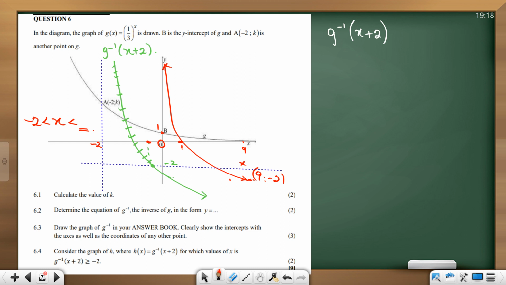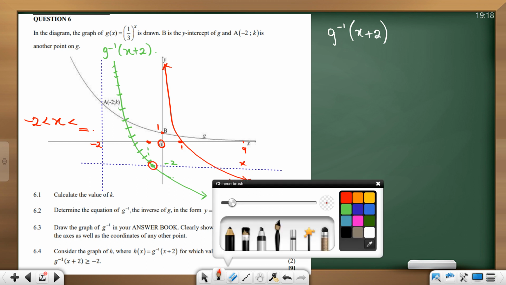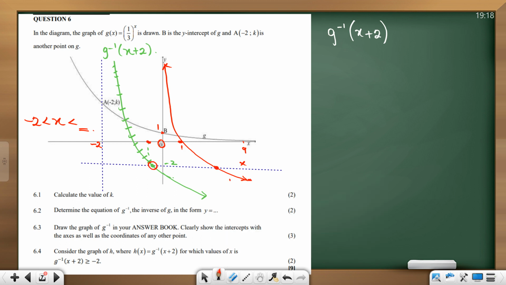Ready? 7. How did you get 7? 9? Why did you say 9? I've shifted 2 units to the left. Let's do something. Yeah. What was it? 9 and 7. You sure?